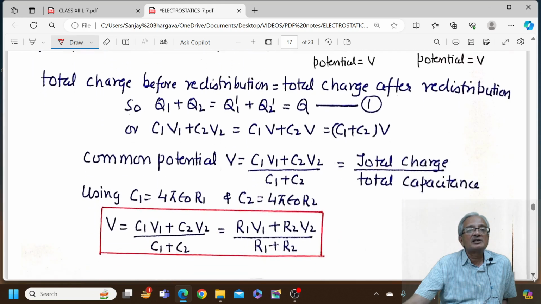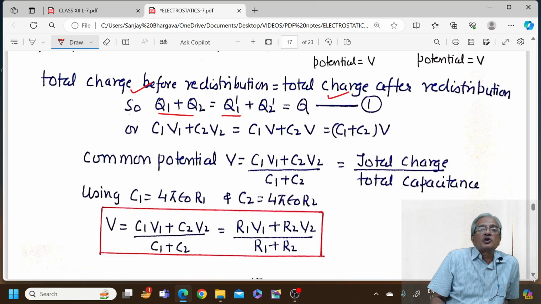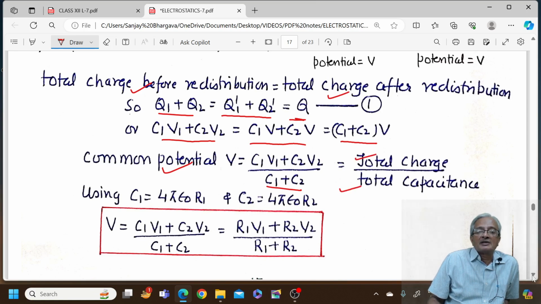What happens as per conservation of charge? The total charge before redistribution would be the total charge after redistribution. So Q1 plus Q2 would be equal to Q1 dash plus Q2 dash, and that is Q, the total charge on the system. C1 V1 plus C2 V2 would be C1 V plus C2 V, and that is (C1 plus C2) into V. So what is the value of common potential? It would be (C1 V1 plus C2 V2) upon (C1 plus C2), which is equal to total charge upon total capacitance.